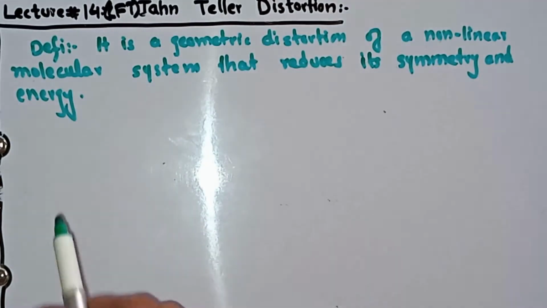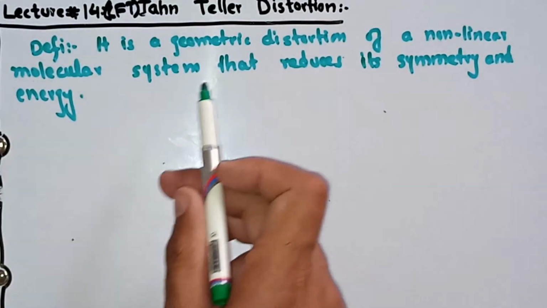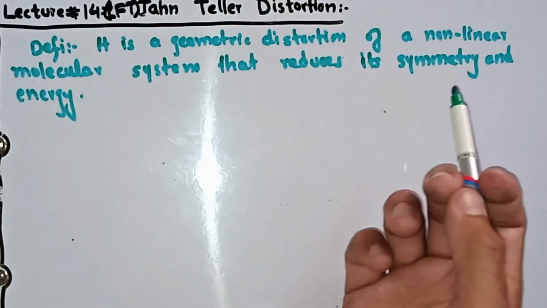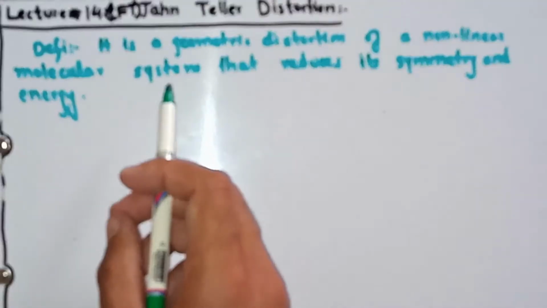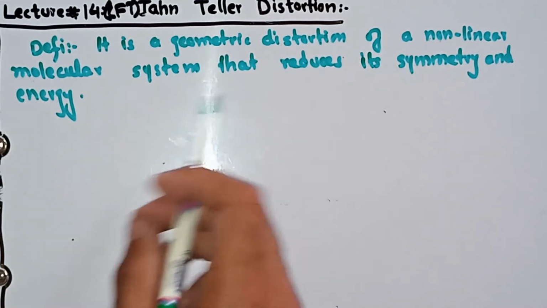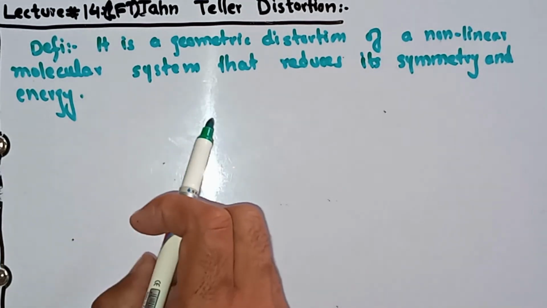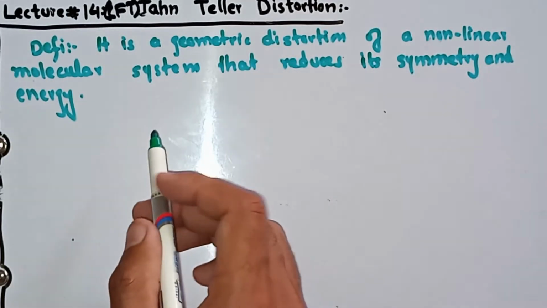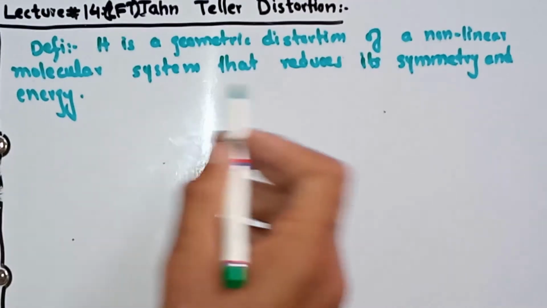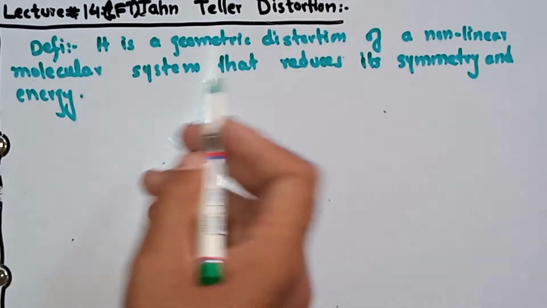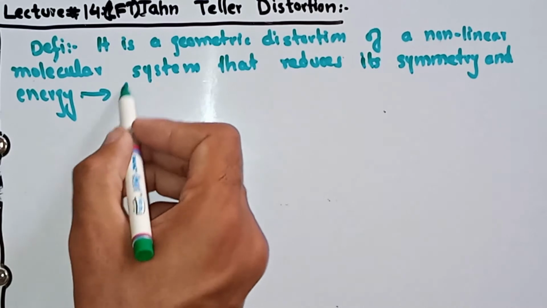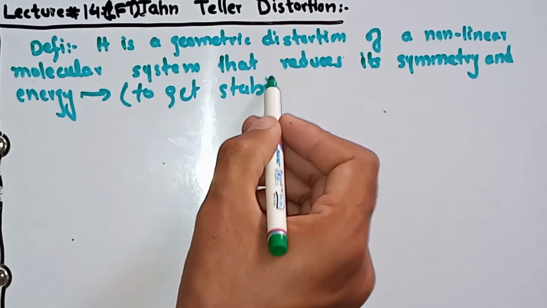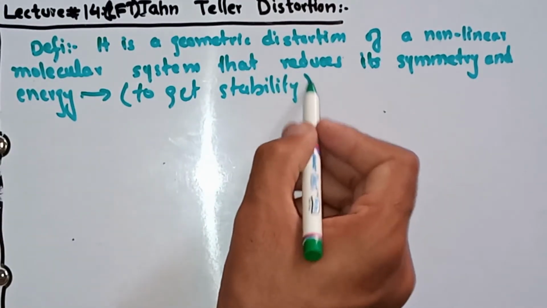We can define Jahn-Teller distortion as a geometrical distortion of a non-linear molecular system that reduces its symmetry and energy. Due to Jahn-Teller distortion, the symmetry and energy of the system decrease. We also know that when a system has low energy, it will have higher stability. Reduced symmetry and energy means getting stability, so to get stability, the complex distorts.